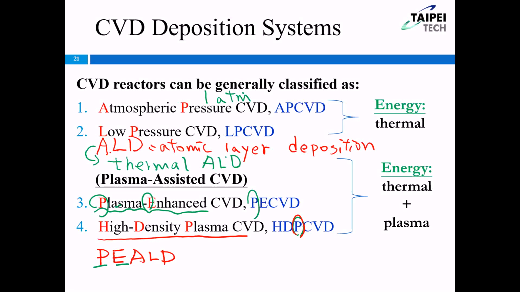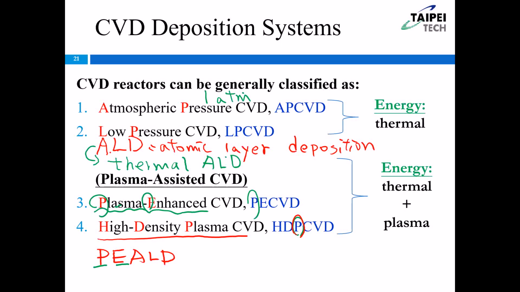Usually you don't need to highlight that it's thermal ALD, because usually we will apply the energy, of course, because the precursor has so many elements. Usually the precursor is a compound, so we need to break down all of the bondings. So that's the reason it requires energy, okay?